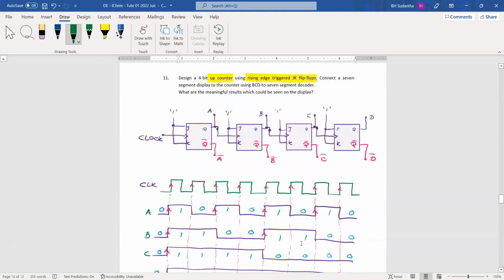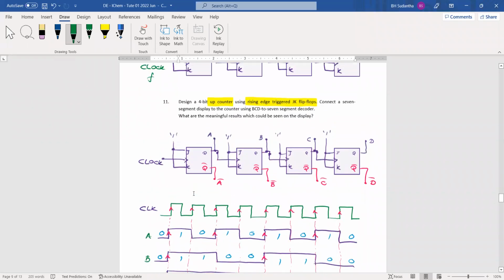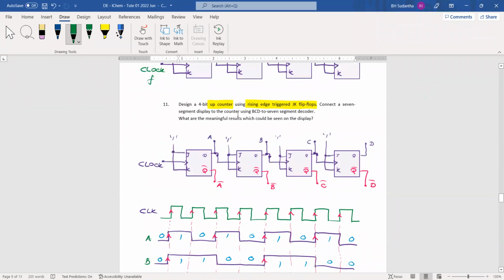But first we have to design this one according to the question. Design a 4-bit up counter using edge-triggered JK flip-flops. This is the answer for that part. But after that, connect a 7-segment display to the counter using a BCD 7-segment decoder.